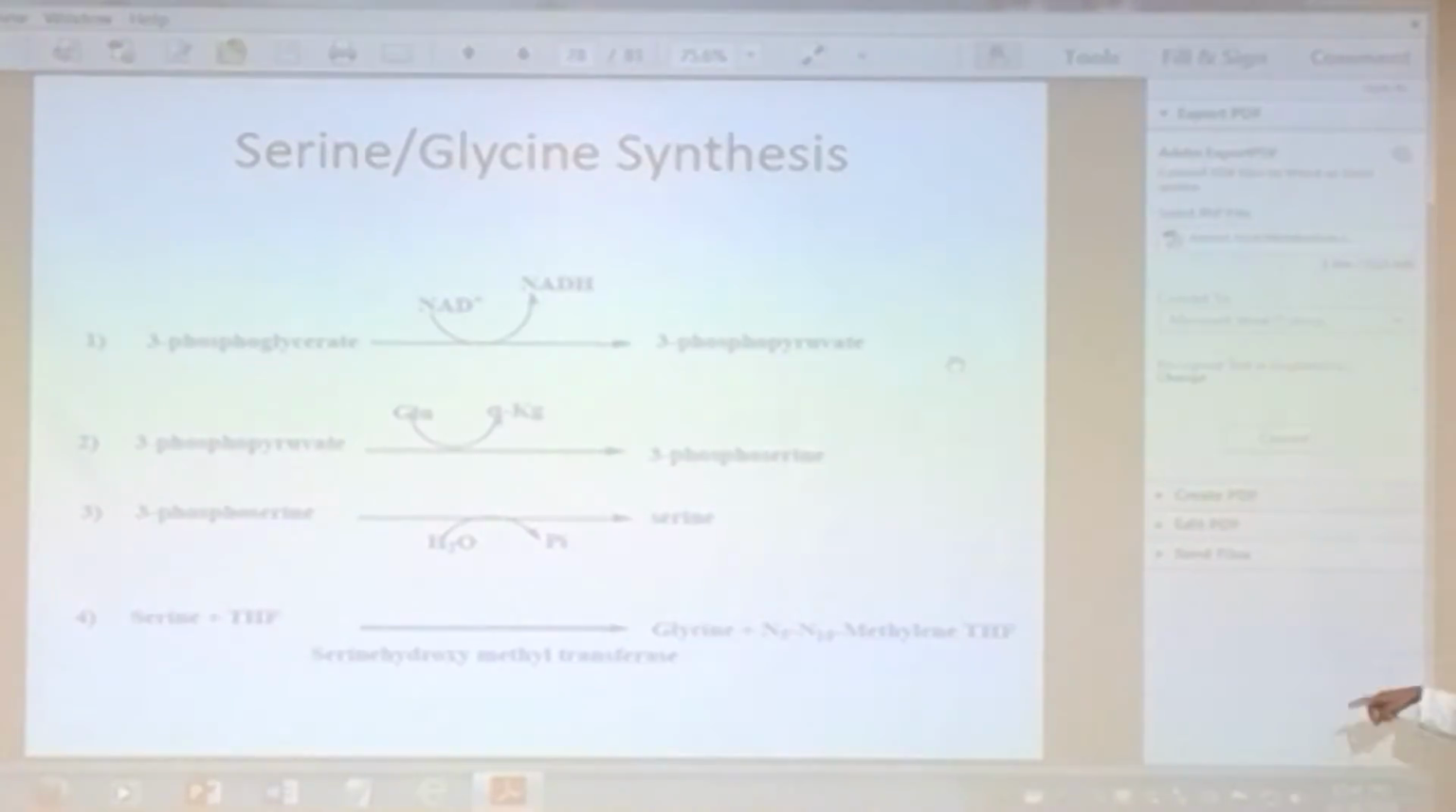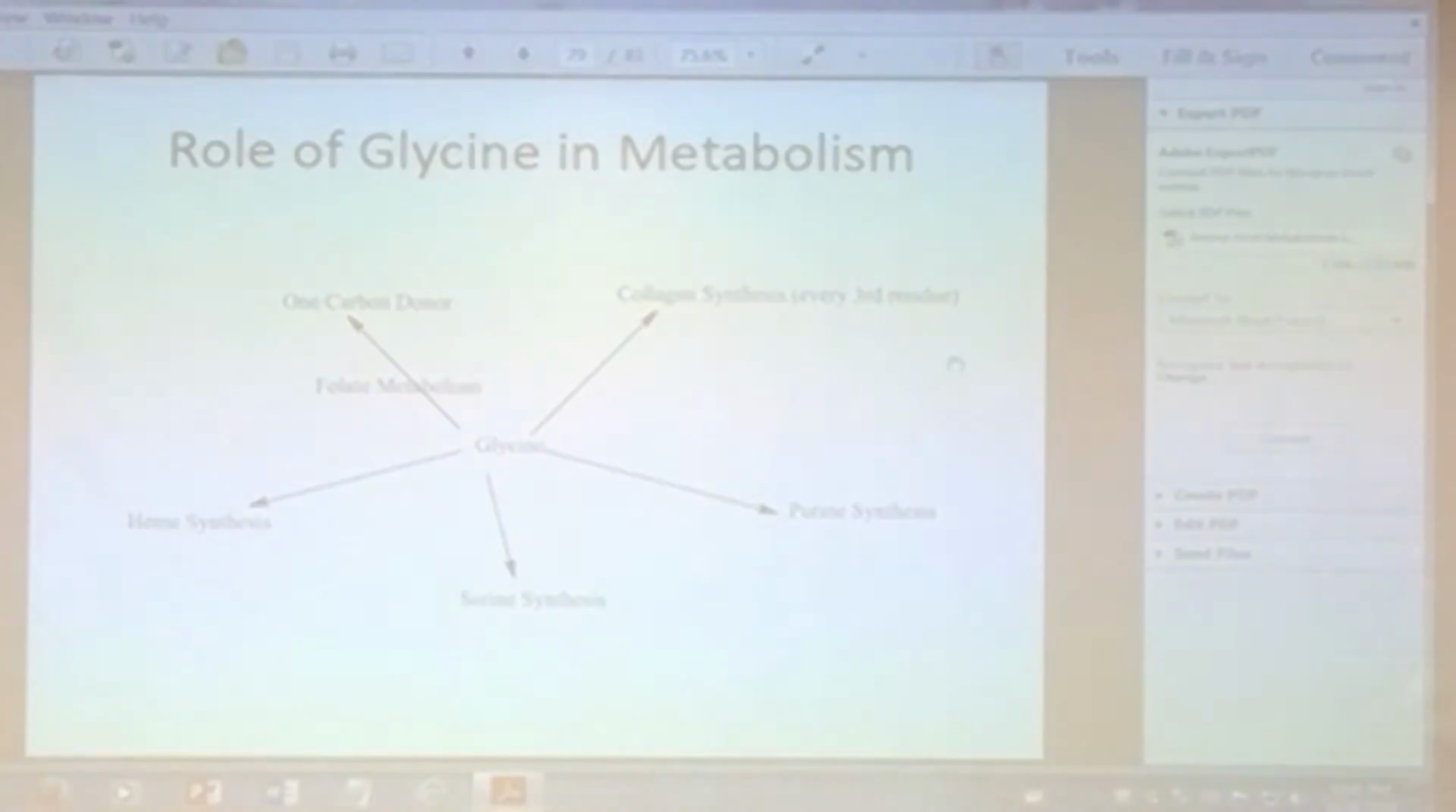You form glycine from the 3-phosphoglycerate, and also you can strip off the methylene group and then add back to THF. Glycine can be used for serine synthesis, heme synthesis. Remember, one of the amino acids that's required for heme synthesis is glycine, right? Succinyl-CoA plus glycine. And then glycine is also required for purine synthesis. And glycine is also a one-carbon donor that can donate its own carbon that can be charged on folic acid. So it's very important.